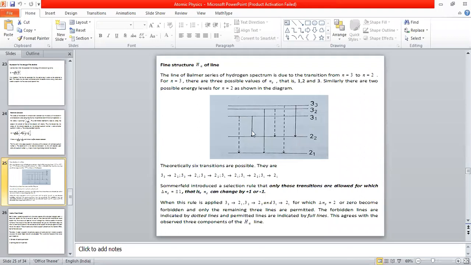First vertical line, second one, third one, fourth one, fifth one, sixth one. So therefore 6 transitions are possible. If 6 transitions are possible, then there must be 6 different spectral lines. So if this is true, if you see H alpha line through a spectrometer of high resolution, then H alpha line must be consisting of 6 components.